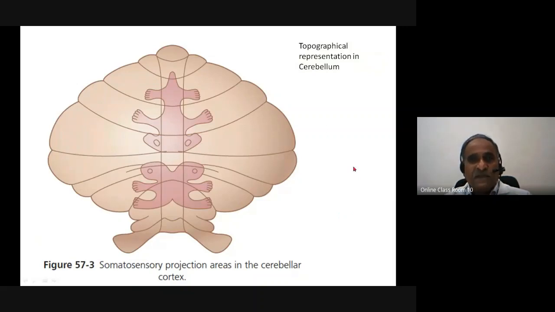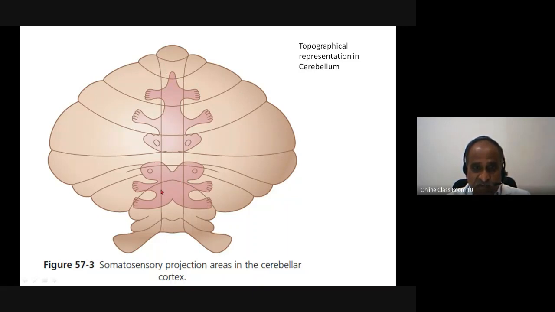The topographical representation of the cerebellum. I have shown it earlier when I was describing proprioception. Now again, I'm bringing back the topographical organization. You can just see that topographically, the cerebellum is represented two times. The central part is the vermis. This is the worm-like structure.